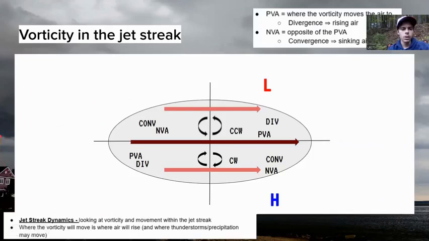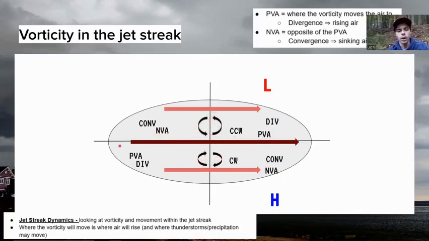Now you look at this together. So within the jet streak. So this is a lot to look at here, but as we know, we're going to have that L above, that H below. What we're looking at here is what we would call jet streak dynamics. We're looking at vorticity and movement within the jet streak. And we can see it counterclockwise above, clockwise below. That's because of our shear vorticity, because this is the fastest wind.